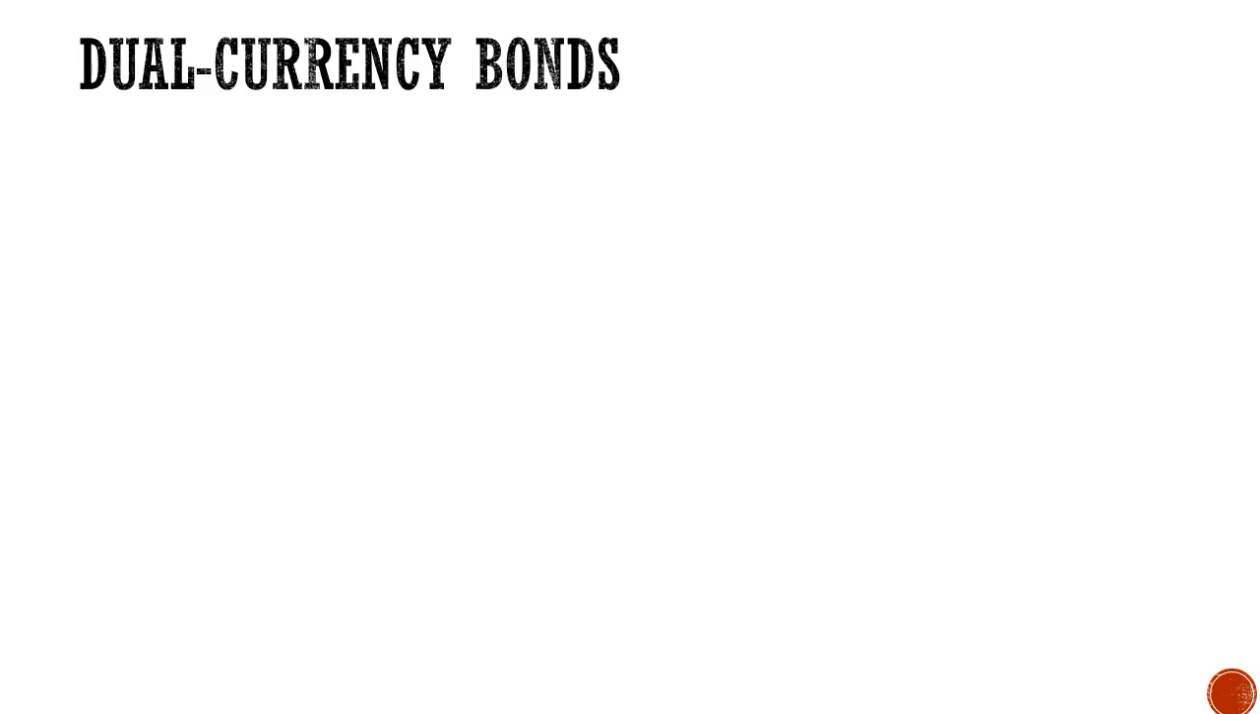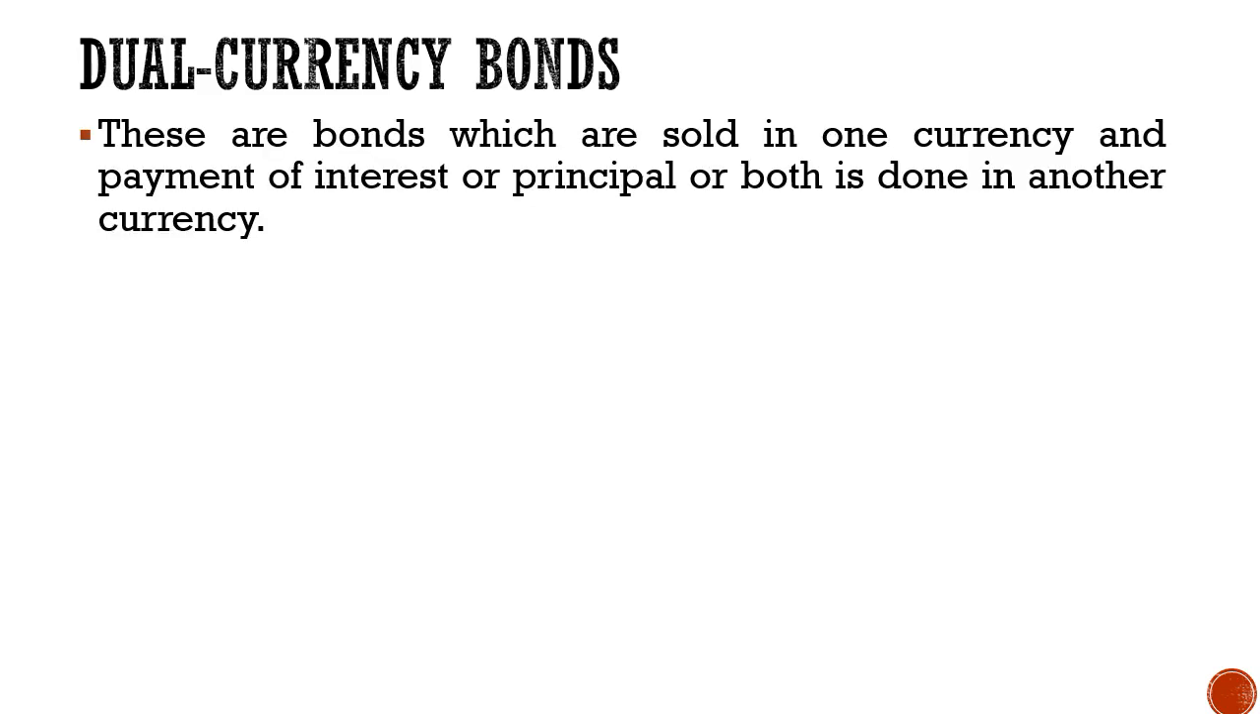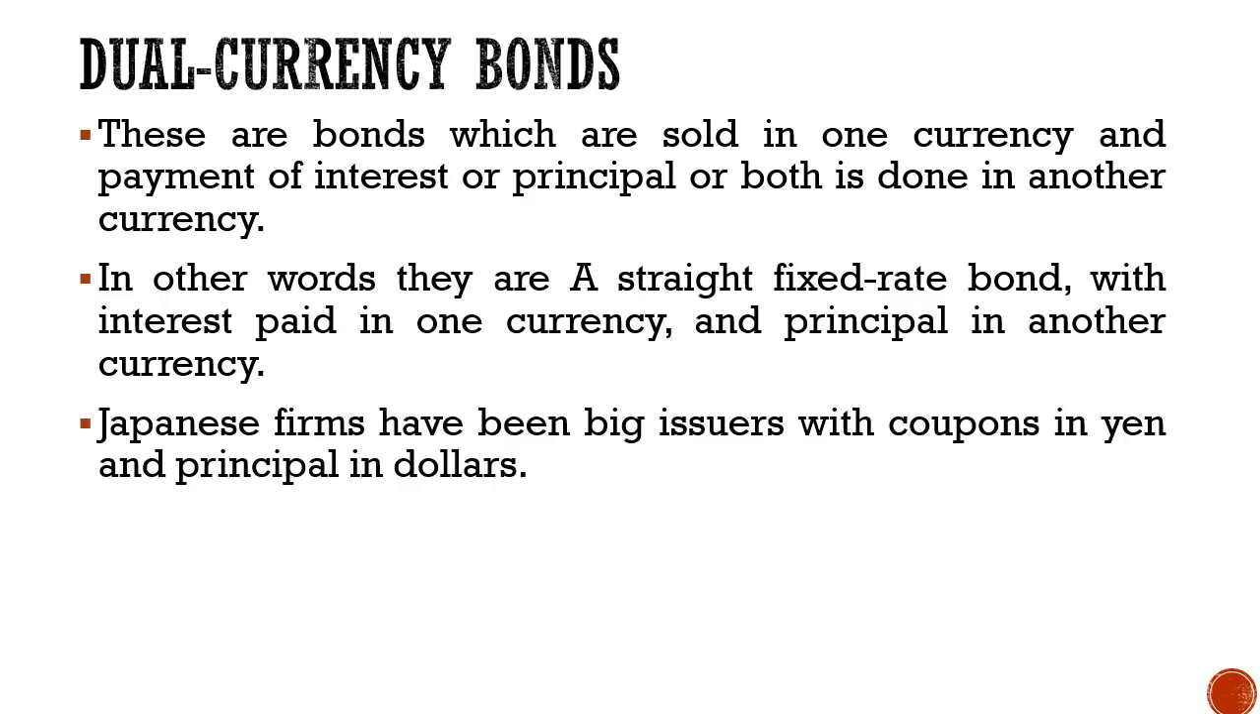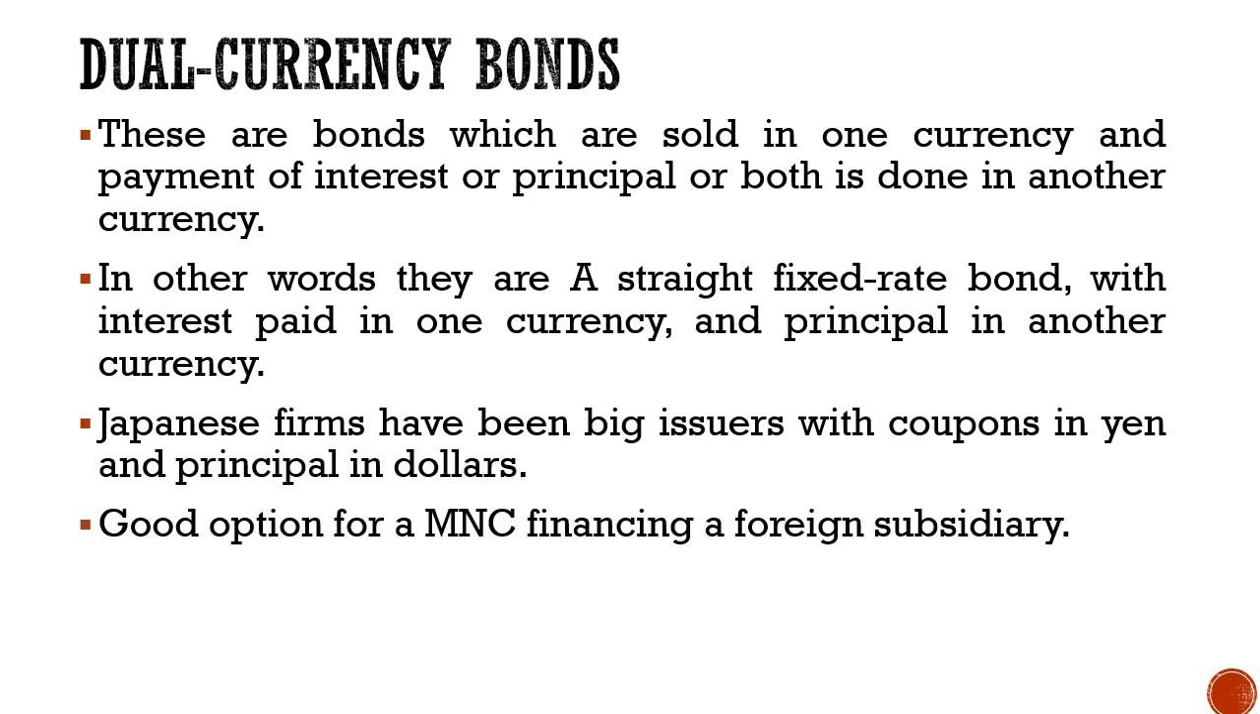Next type of instrument is the dual currency bond. These are bonds which are sold in one currency and the payment of interest or principal or both is done in another currency. In other words, they are straight fixed rate bonds with interest paid in one currency and principal in another currency. Japanese firms have been big issuers with coupons in yen and principal in dollars. It is a very good option for an MNC financing a foreign subsidiary.